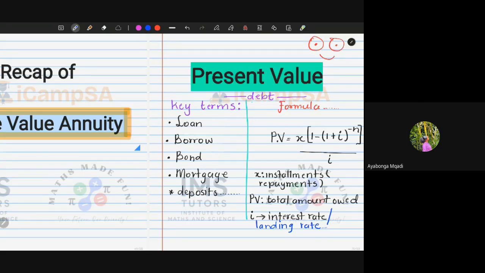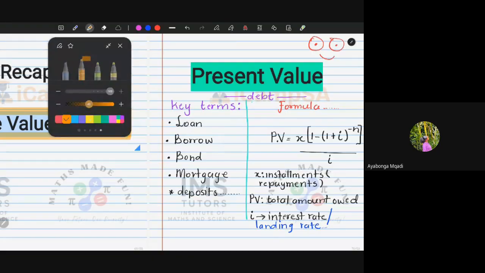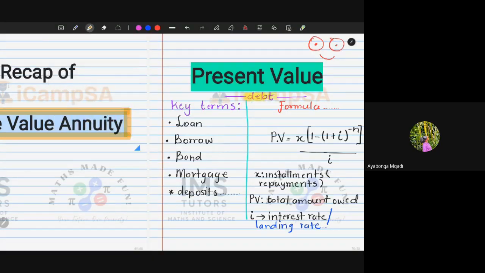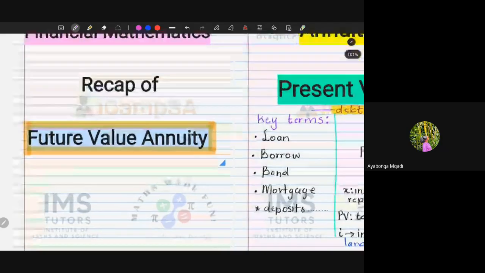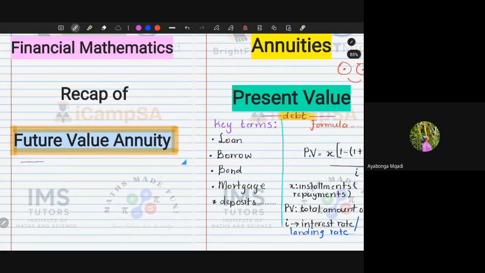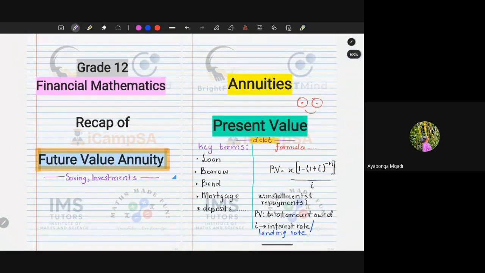Okay. Great, guys. Remember, present value, we are dealing with debt. People who are owing. That is what we are focusing on. Future value, let me make a note. For future value annuities, which you can go and revisit in the previous session, this would mostly be dealing with saving and investment. So this is what you would be focusing on when you look at future value annuities. Present value is debt. Someone is owing the bank this amount. Those are the kind of problems that we are going to be dealing with.